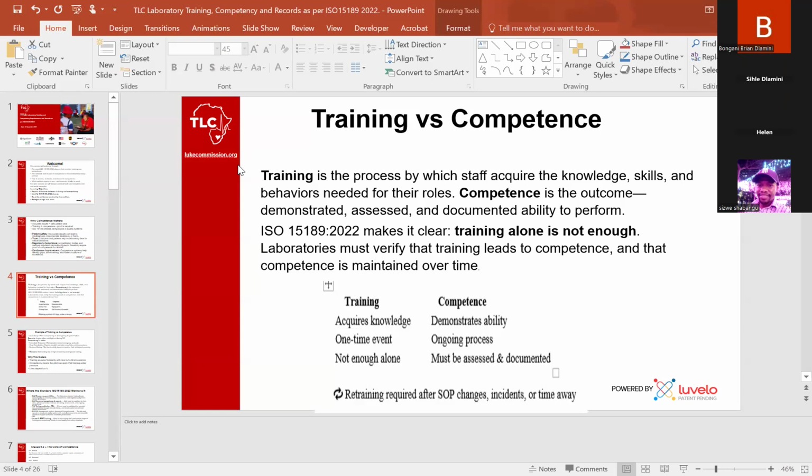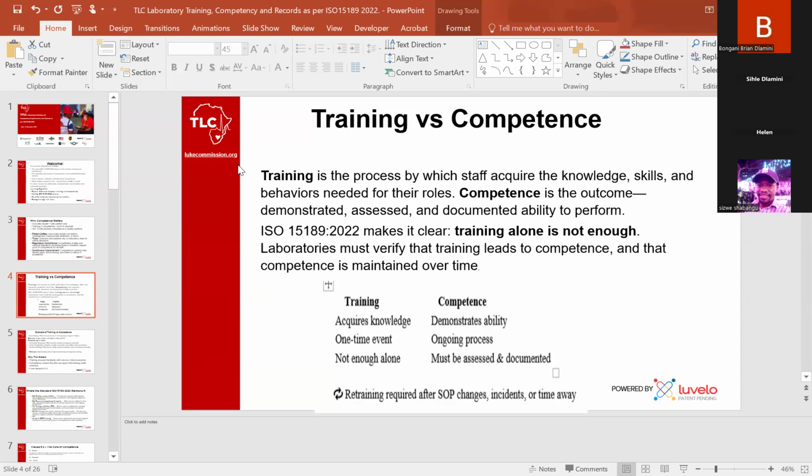Training, you acquire knowledge. Competence, you demonstrate ability. Training is a one-time event, and there are certain cases where you have to be retrained, of course. Competence is an ongoing process. Very critical, that. Training alone is not enough. Competence must be assessed and must be documented.